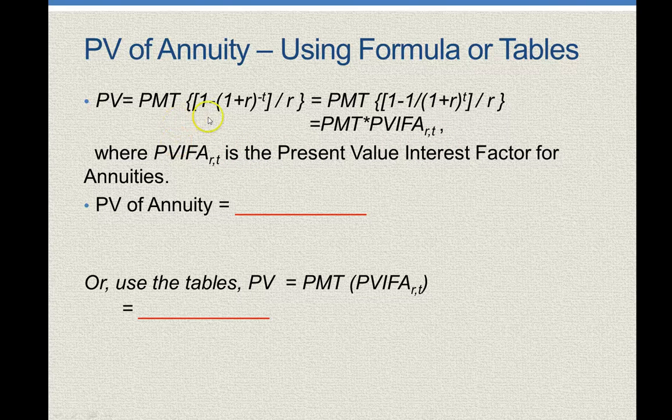So once we denote this whole chunk by the present value interest factor of annuity, then we can check the table, because this is available in the table. So we can also solve out this present value. That's what we talked about last Monday. I just want you to refresh your memory a little bit.